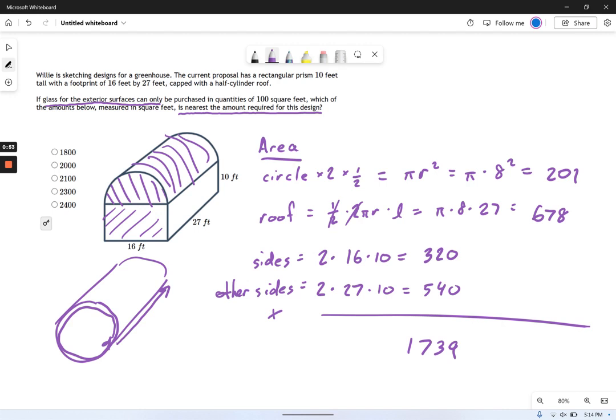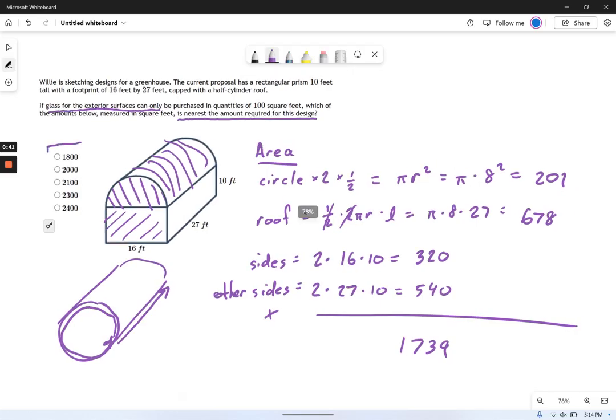Well, if you rounded this to 1,700, I see what you're getting at, right? It is closest to 1,700, but the person who wants this greenhouse is not going to be happy when you run short by 39 square feet of glass. So in this case, what you're going to need is to round up to make sure you have enough glass to cover the entire thing. That'll be 1,800.